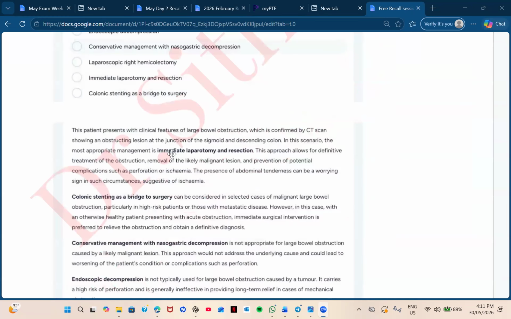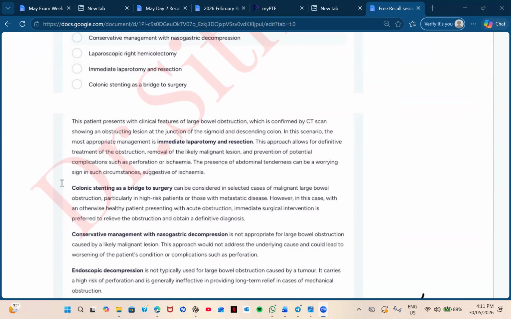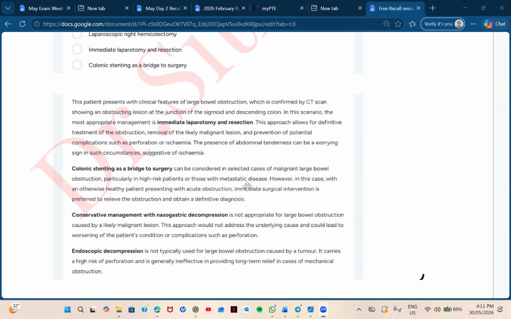This patient presents here needing immediate laparotomy and resection. The approach allows for definitive treatment of the obstruction, removal of the likely malignant lesion, and prevention of potential complications such as perforation or ischemia. The presence of abdominal tenderness can be a worrying sign in such circumstances, suggestive of ischemia.